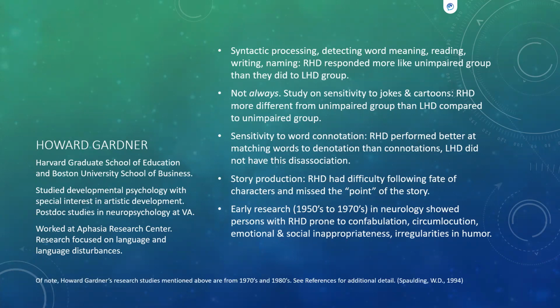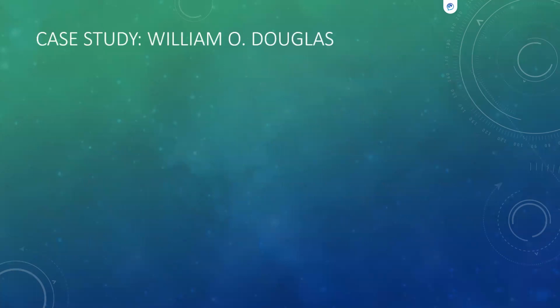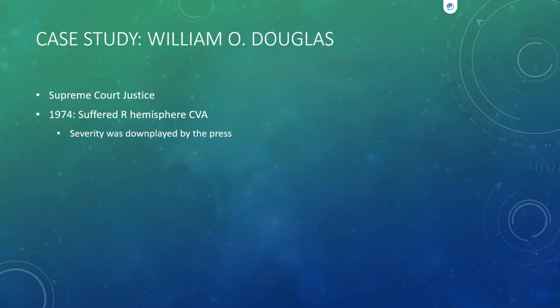On that note, I will say that Howard Gardner's research studies, the ones mentioned above, were all from the 1970s and 1980s. So they are very old studies, but a lot of the more current research holds true to the things that he found. We do have one case study, and this is from the real world. There was a gentleman named William O. Douglas. He was a Supreme Court justice.